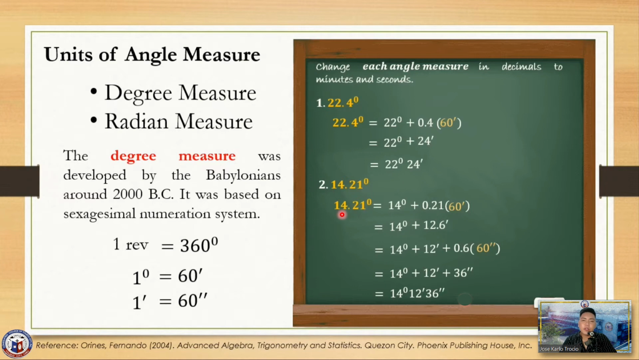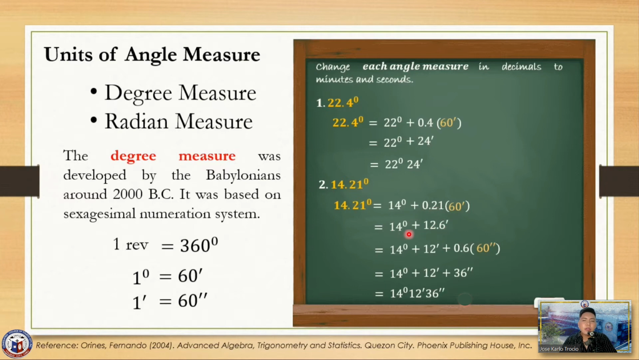14.21 degrees, or 14.21 hours. So we are looking for, let's say, the hours, minutes, and seconds. 14 hours and how many minutes and how many seconds? Again, separate the whole number and the decimal. So 0.21 times 60 minutes. So 60 minutes times 0.21, that is 12.6 minutes.